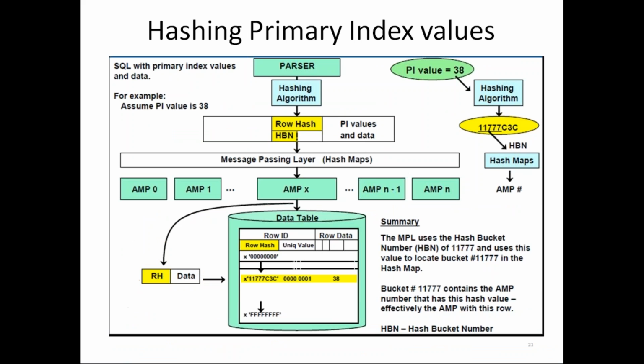Okay, so in the parser hash algorithm, the row hash value's first 16 bits generate the AMP number by looking up the hash map table. In each and every AMP we have the row ID, which is the combination of the row hash value and the uniqueness value. The total 64 bits are stored in each AMP along with the row data, and within the AMP the rows are stored based on the row ID sequence. So this is all about the primary index internal mechanism.